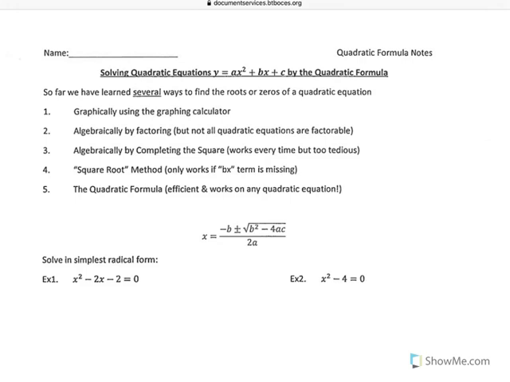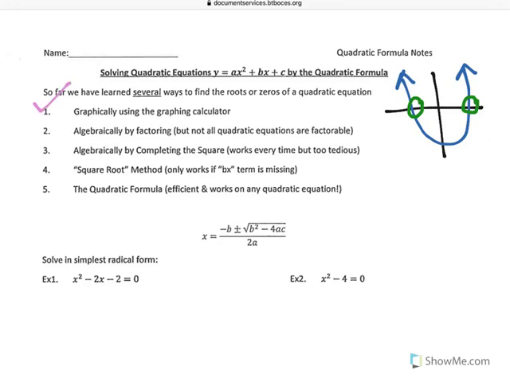So far we've learned several ways to find the roots or the zeros of a quadratic equation. Now, if you remember, roots are zeros, right? So you have an xy axis, you have a graph, a parabola that crosses the x-axis, typically at 2 spots, but it could be 1 spot or 0 spots, and those would be your roots wherever it crosses the x-axis. So, we've learned how to graphically find our roots on the graphing calculator.